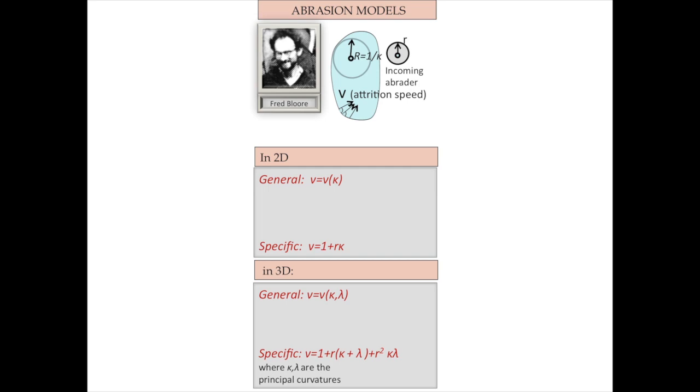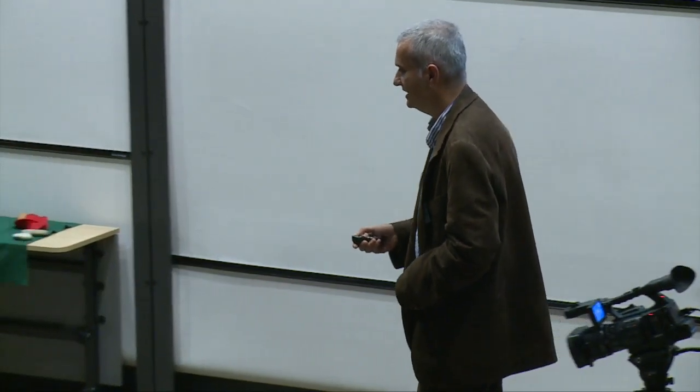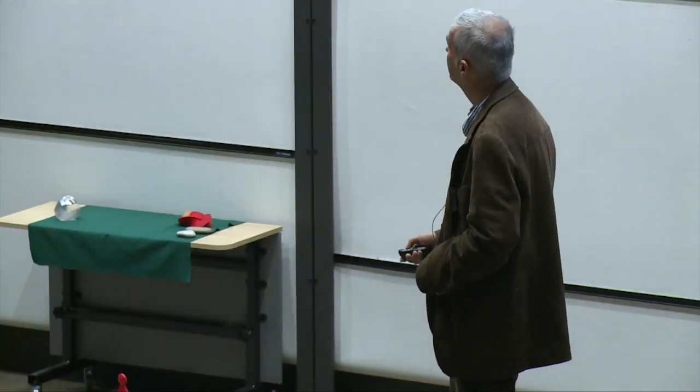So more curved things move more speedily. And in 3 dimensions, it depends on the Gaussian curvature and the mean curvature, and there is a constant term. This is a rather complicated, I would say nasty, partial differential equation.